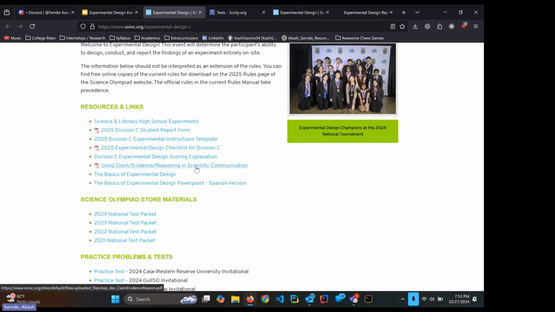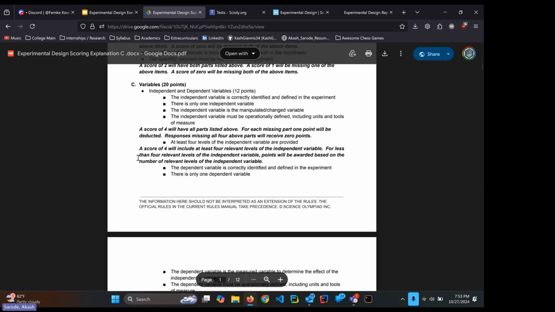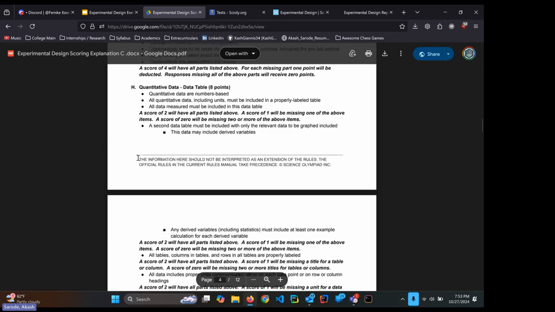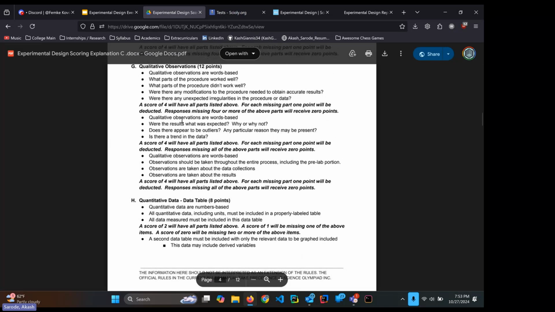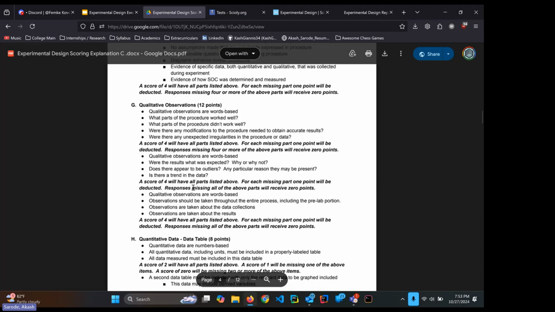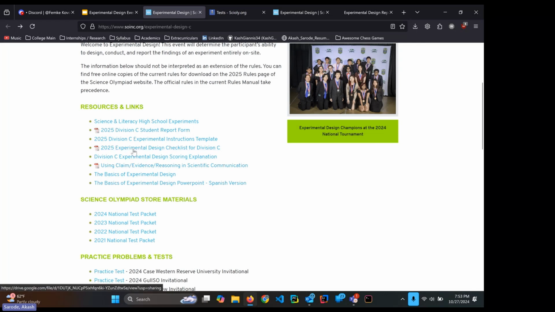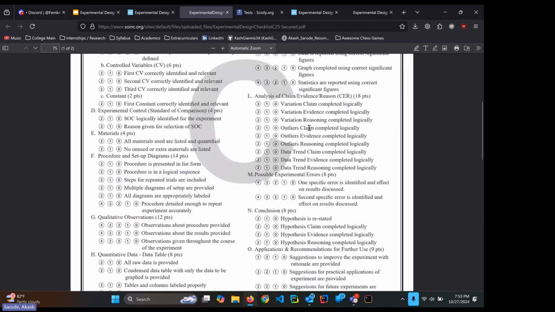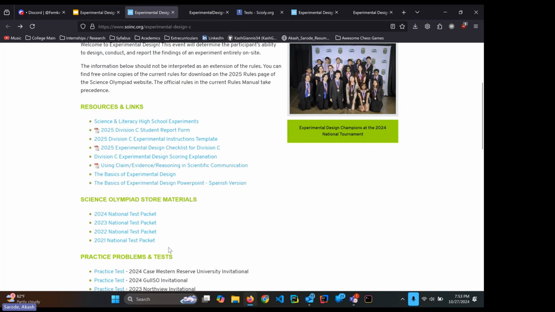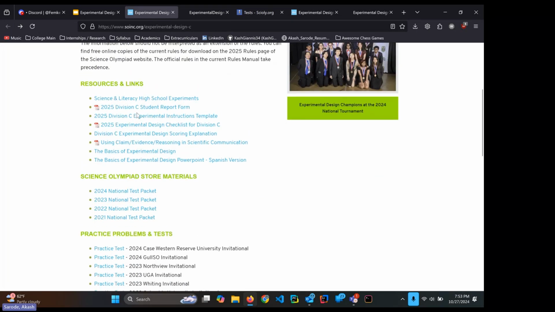Something else that's really useful is the scoring explanation guide. And like I said before, this document literally provides descriptions of what ESs and judges are looking for when they're grading your experiment. Something else that's important is the checklist. Yeah, this is like the rubric that judges use as well to grade your experiment. And yeah, those are the main resources. There's some other resources that are here if you want to look at that as well.